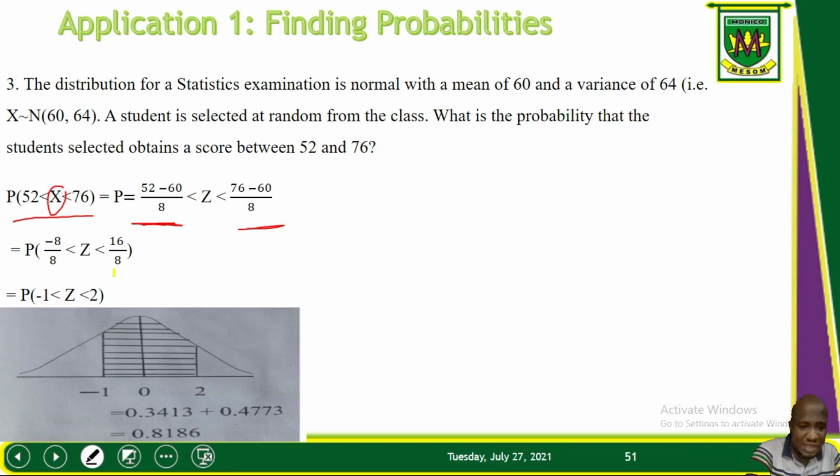Sorry, there's a mistake here, it's supposed to be 2. And this will give us 0.8185. So this time we're not going to subtract from the other half, the 0.5000, but rather since it's between, anytime it's between, take note, we add the values we get from the table. So let's take note of this.